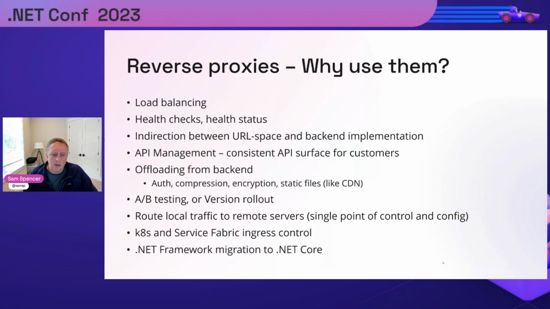In a Kubernetes environment or Service Fabric, you typically use a reverse proxy for ingress control, which is deciding which of your nodes and pods to send traffic to. Another example we are using in .NET is .NET Framework migration to .NET Core. You run the reverse proxy on the .NET Core server together with new functionality, but for any pages that haven't been migrated yet, you use YARP to forward those to the old .NET Framework server. So lots of opportunities with reverse proxying to manage how your HTTP traffic is used.